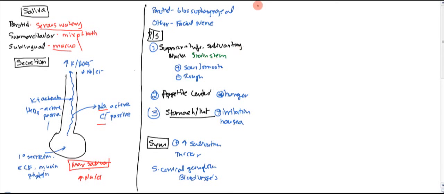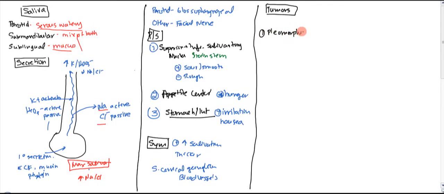Now let's take a quick look at tumors. We have three major tumors. All of them are fairly simple. The first is going to be pleomorphic. The second one is going to be Warthins. And the final one is going to be the mucoepidermal. The only one that's malignant is the mucoepidermal. And both the pleomorphic and the Warthins are not malignant.